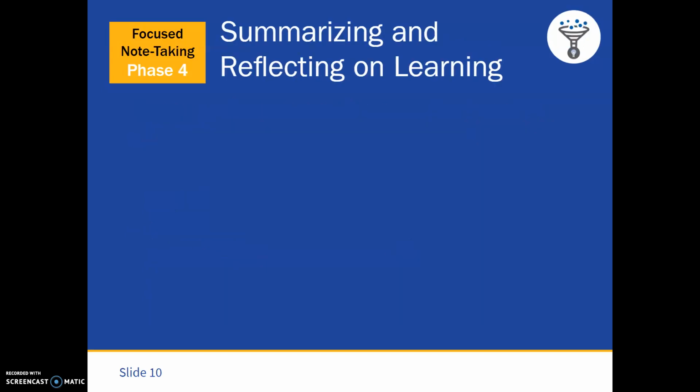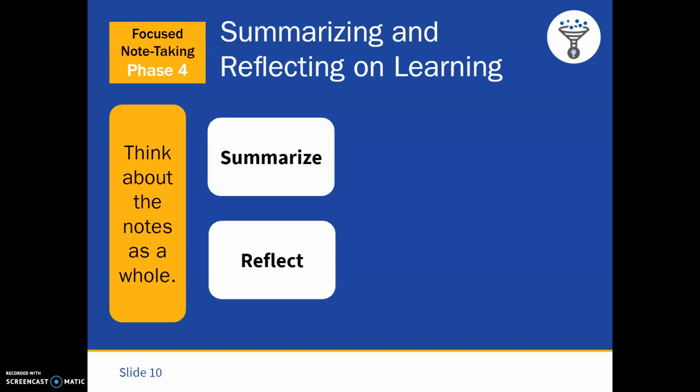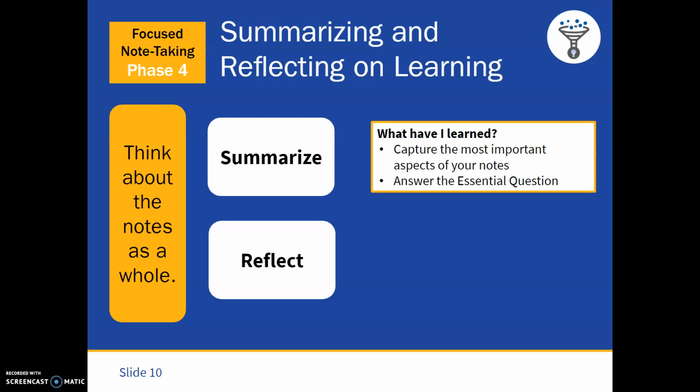Phase 4, almost done here. So summarizing and reflecting on our learning. So think about the notes as a whole. We want to summarize and reflect on our notes. So what have I learned? Capture the most important aspects of your notes. This is why Cornell notes kind of help us out, because there's a little summary at the bottom.